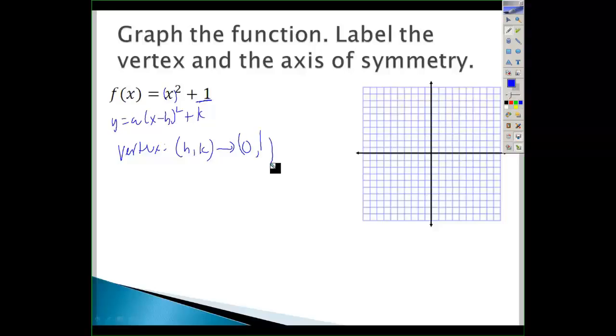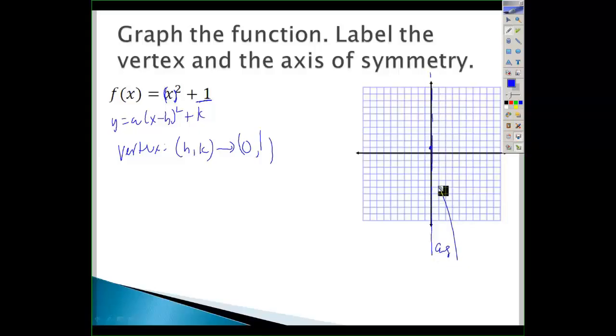Okay, this is in vertex form. You just got to be careful. There's nothing in here with the x, so we could subtract 0 from it or add 0 to it. Either way, the x coordinate of the vertex is still going to be 0. So we're going to start at (0, 1), put our first point. Hey, right on the y-axis. All right, and so let's draw our axis of symmetry. It actually goes right through the y-axis.